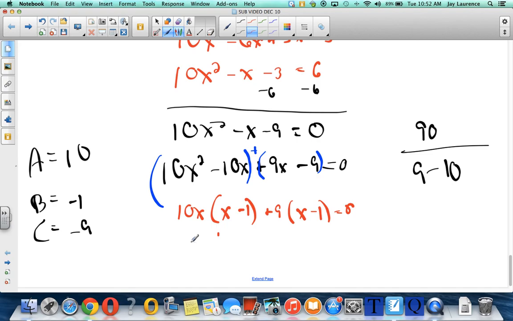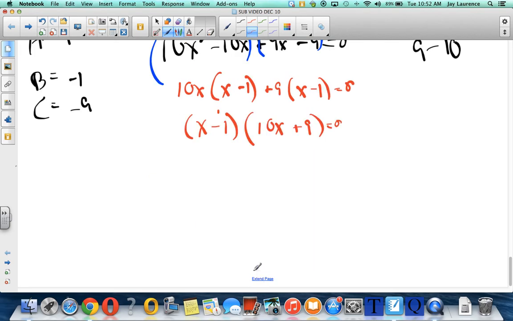All right, I'm glad this video is just about over, because this mouse is driving me crazy. What's going to be left here? A 10x. What's going to be left here? A 9. And that equals 0. So now I'm going to solve for x, and I'm going to get x equals 1. And I'm going to get x equals negative 9/10.